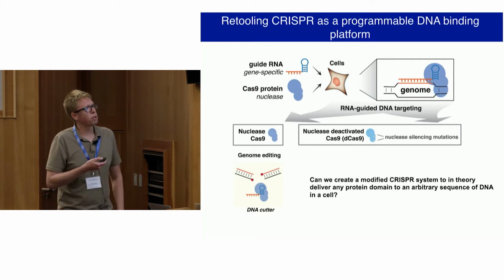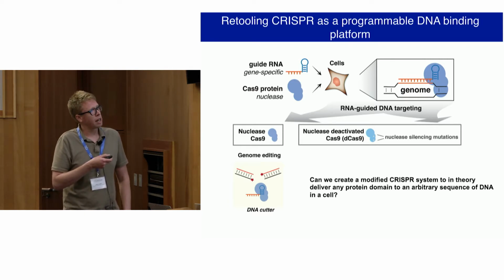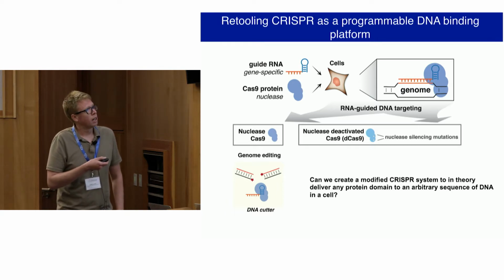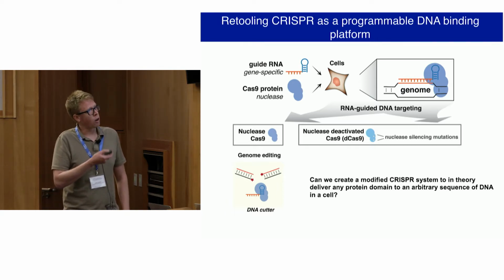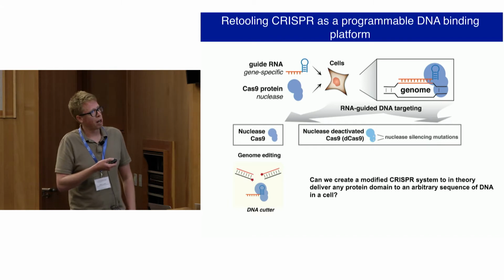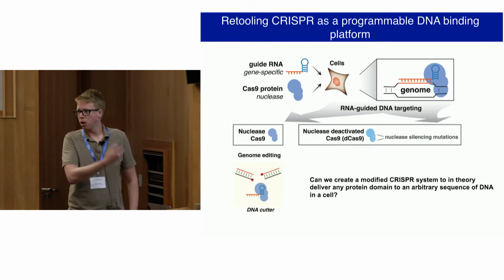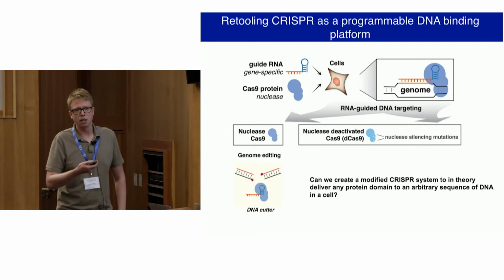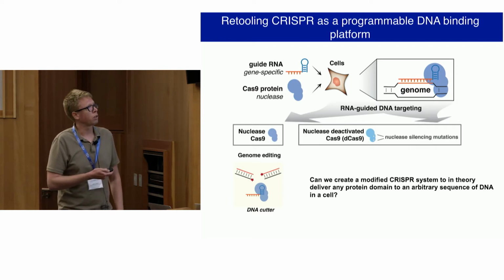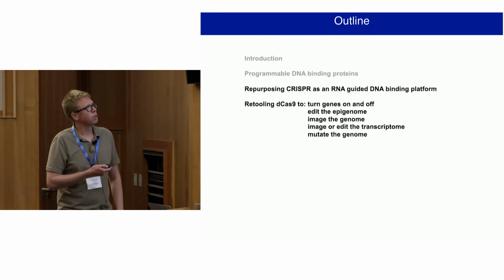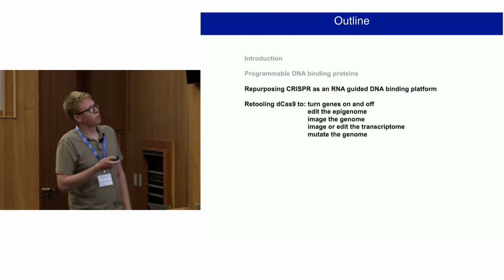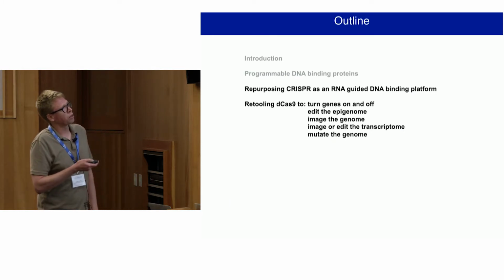So what I hope to convince you of over the next sort of 2.5 hours is that we can use a nuclease deactivated version of Cas9 that we call dead Cas9 as an RNA-guided DNA binding platform, and that we can use this system to, in theory, deliver any protein domain to an arbitrary sequence of DNA in any cell, prokaryotic or eukaryotic. So that's the preview of what we're going to talk about.